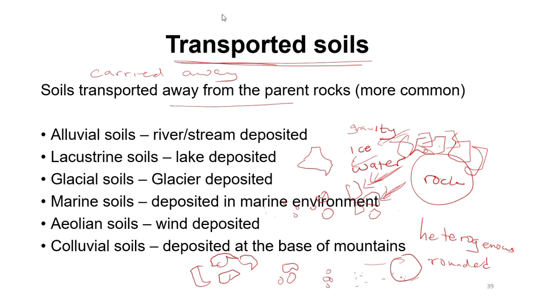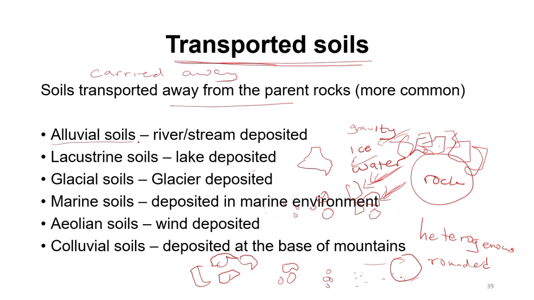Let's discuss the types of transported soil. The types of transported soils are based on their mode of transportation. The mode of transportation paves way for the types known as the alluvial, the lacustrine, the glacial, and what have you. So let's discuss them.